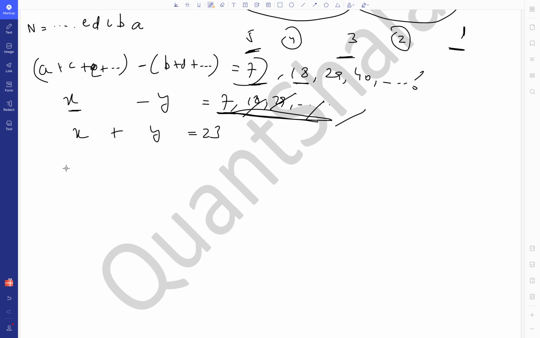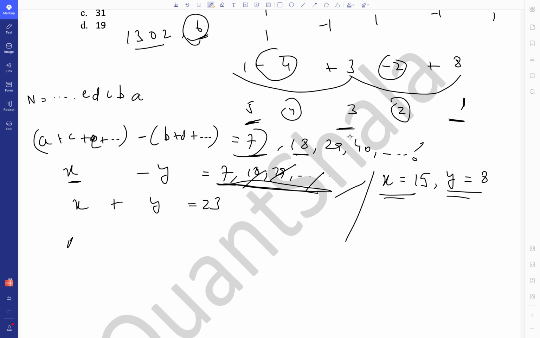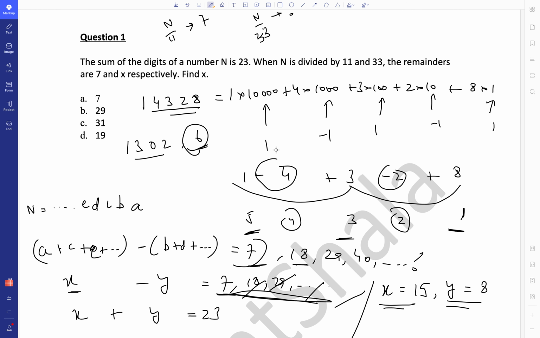Okay. So now we know that 7 is the only possible value, and on solving this we get x equal to 15 and y equal to 8. Okay. That means the sum of odd position digits from the right is 15, and the sum of even position digits from the right is 8. So now we have the sums of the odd position and even position digits. What we are supposed to find is the remainder of n with 33.